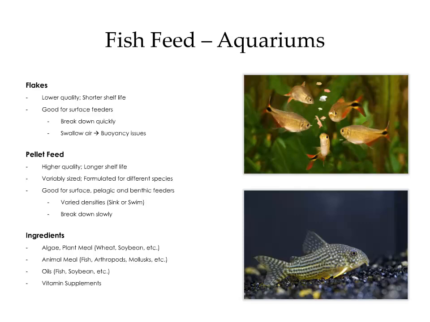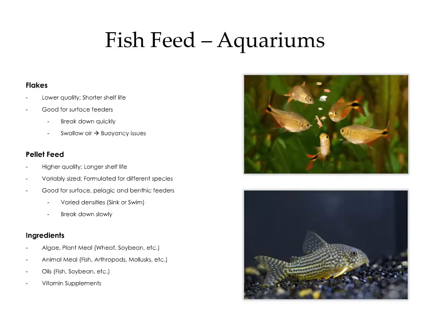Pelleted feed is generally higher in quality, and it has a longer shelf life. Pelleted feed is also formulated for specific species. Pellets can be variably sized depending on the species of fish and the age class. The pellets will also vary in their density to either sink or swim. It's good for surface feeders, pelagic feeders, and benthic feeders. It also breaks down more slowly, giving the fish plenty of time to eat it.